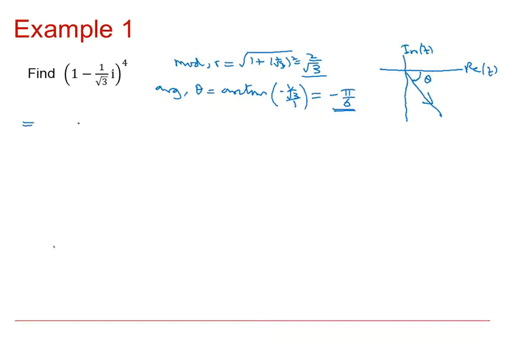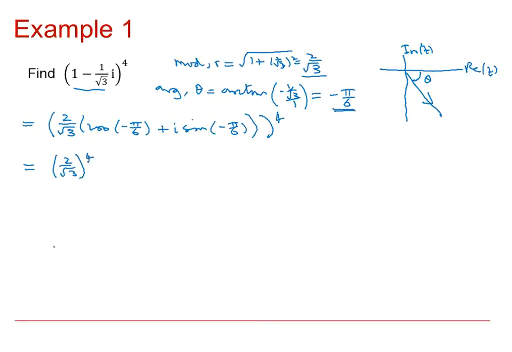So we can now go away from the component form which we've been given and go to the modulus argument form. So it's r bracket cos the principal argument, which we've correctly found as minus pi by 6, plus i sine minus pi by 6. Now we've got everything in the right form. We can raise it to the power 4. So applying de Moivre's theorem, we've got 2 over root 3 to the power 4 times cos of 4 times the argument plus i sine 4 times the previous argument.